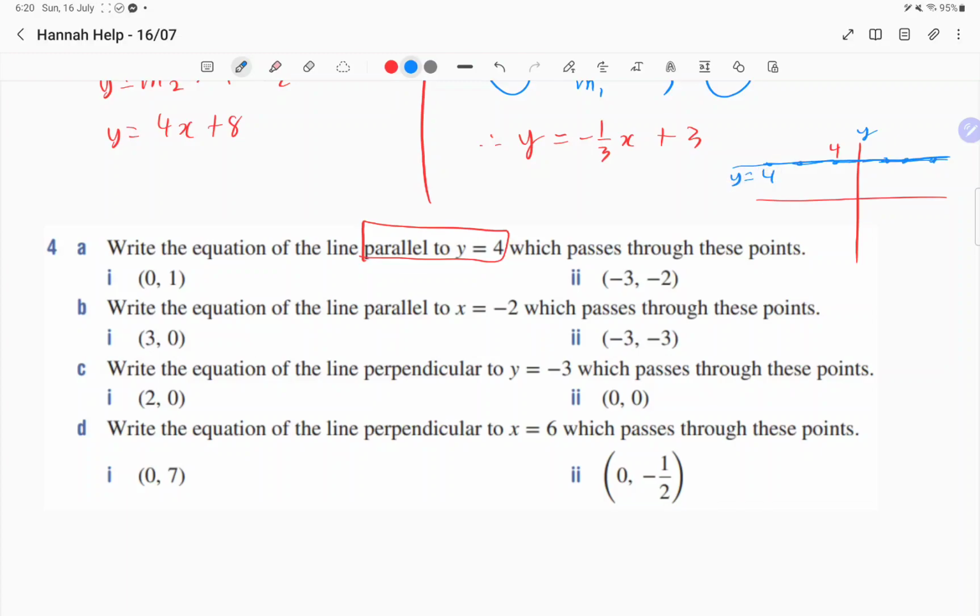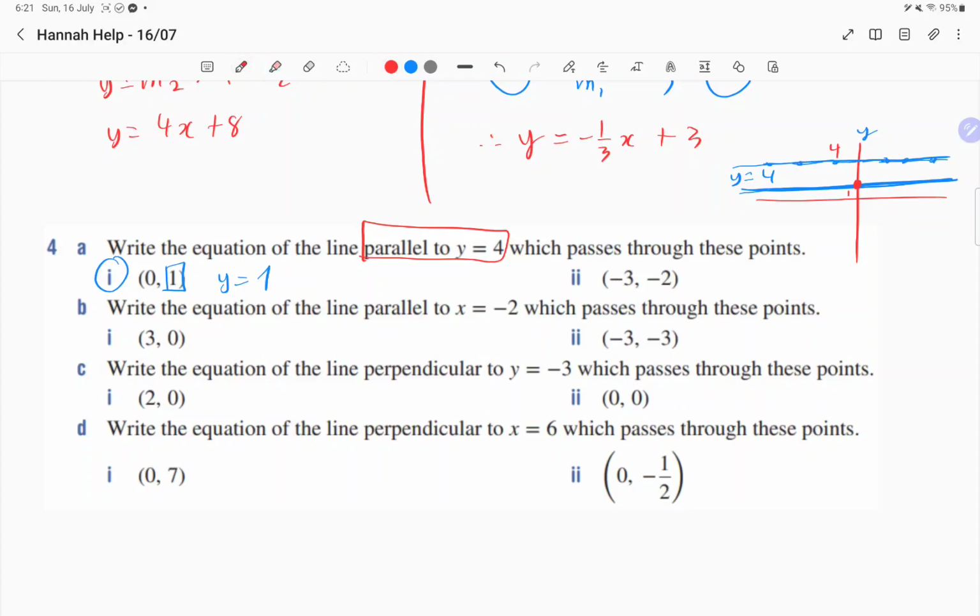We need to find the line parallel to y equals 4, so it's parallel to this line, and it must pass through the given point. For example, question 4a would be passing through (0, 1), which means it must be a horizontal line passing through y equals 1. So that's just y equals 1 is the equation, because y equals 1 would be a parallel line here, and it passes through the point (0, 1). X is 0, y is 1.